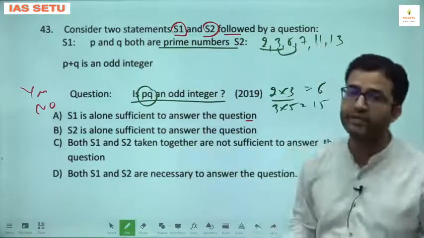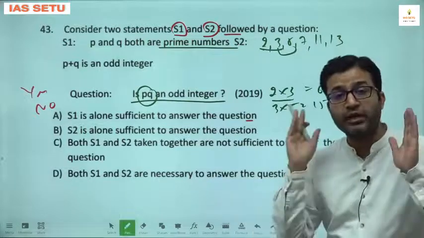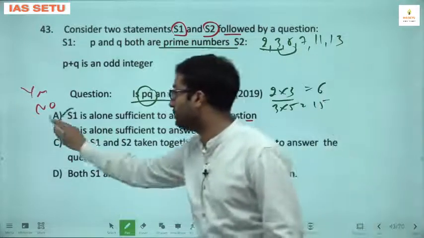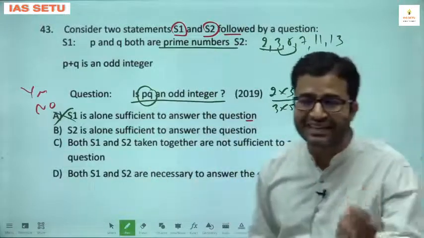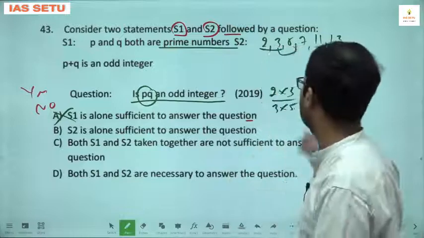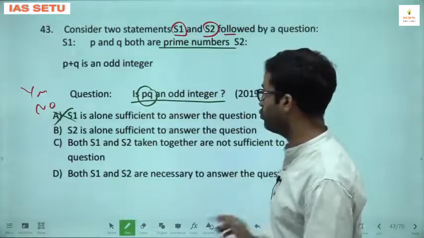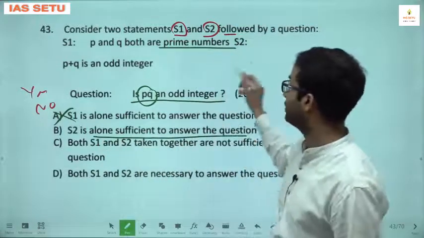You are saying sometimes yes, sometimes no. No, you have to tell me clear cut, yes or no. So statement 1 is not sufficient to give me a clear answer. I need a clear answer. I don't want confusion. Next, statement 2 alone is sufficient to answer the question.